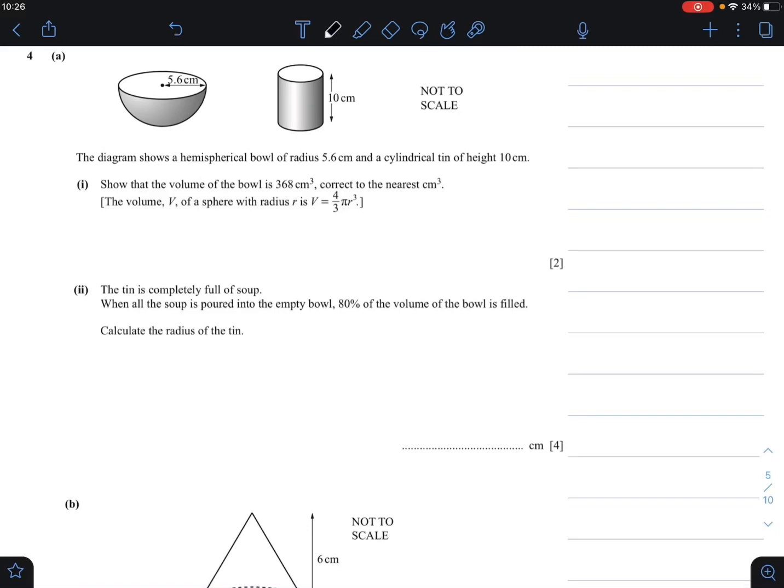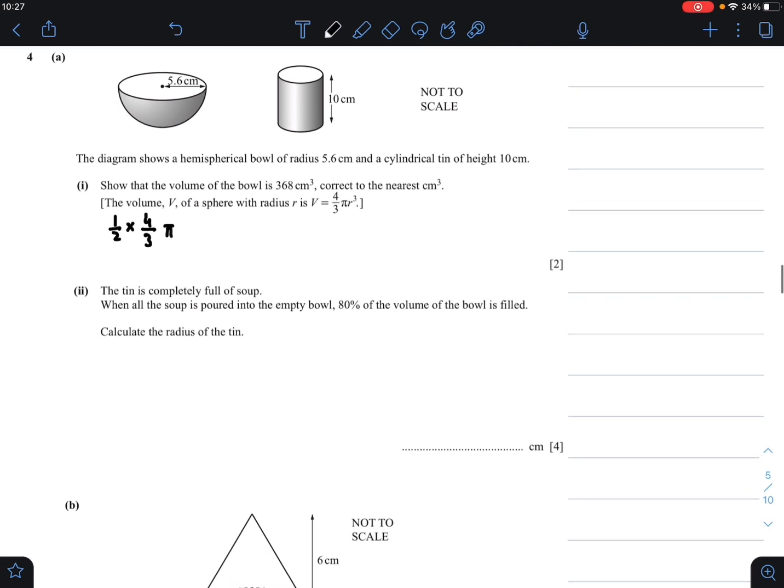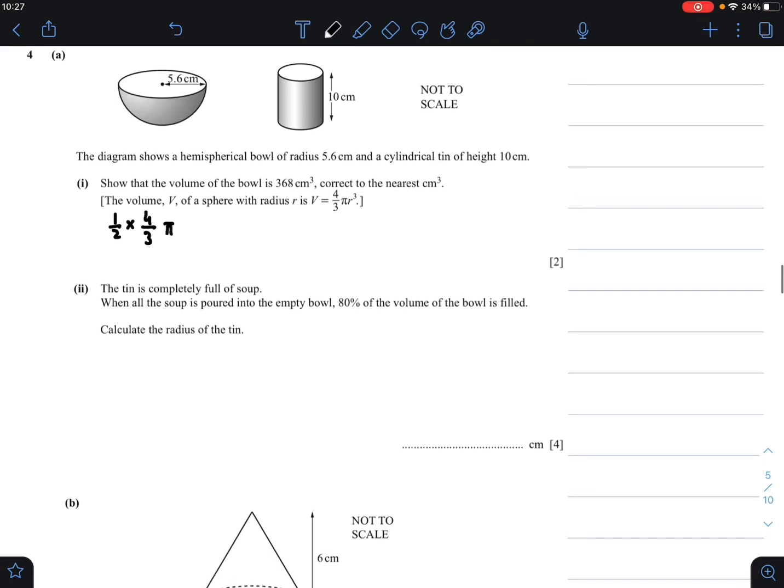For part A1, they are asking us to show that the volume of the bowl is 368 cm³, correct to the nearest cm³. Now the formula of a sphere, as they've given us, is 4/3 πr³, but this is half of a sphere. So if we do half of 4/3 πr³, then we'll be using the correct formula for this case.